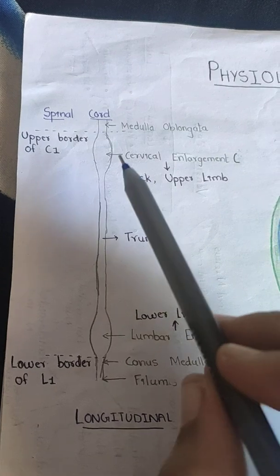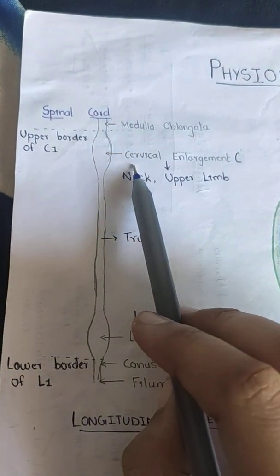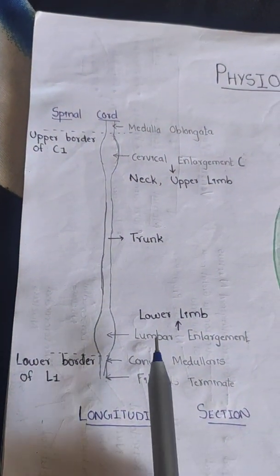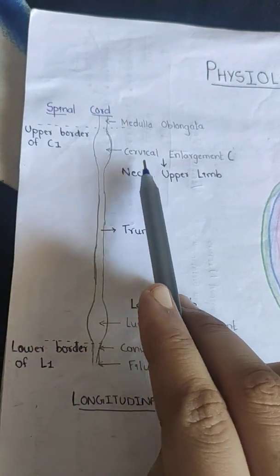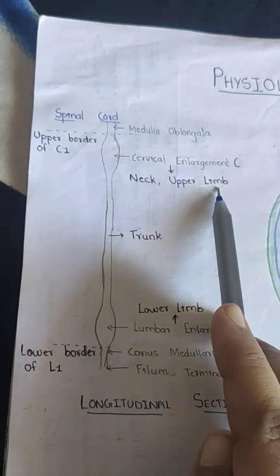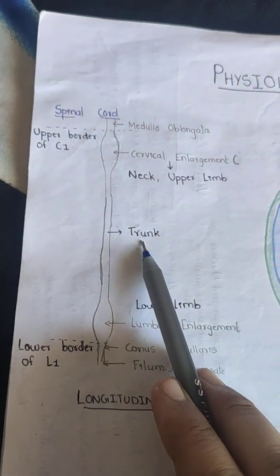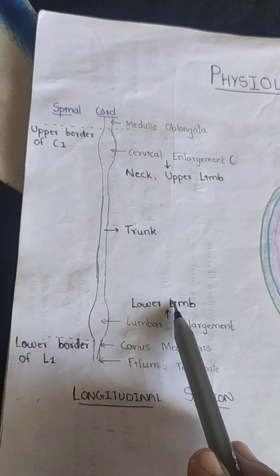As we can see, in spinal cord there are two enlargements. They are cervical enlargement and lumbar enlargement. The cervical part supplies to the neck and upper limb. The middle part supplies to the trunk and the lower part supplies to the lower limb.